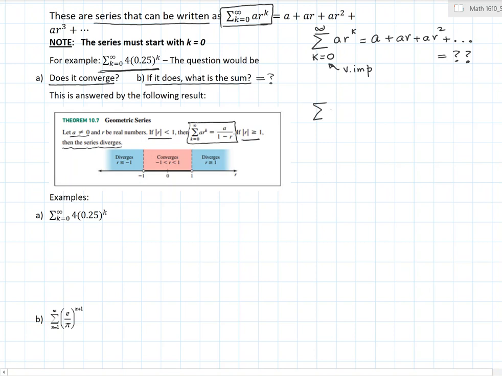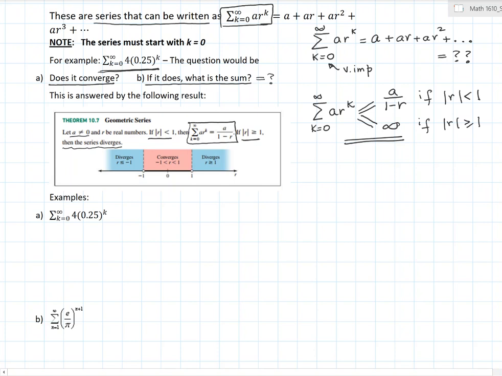So a geometric series, a r raised to the power k, adds up and comes to a very nice sum, a over 1 minus r, if absolute value of r is strictly less than 1. On the other hand, it diverges if absolute value of r is greater than or equal to 1.